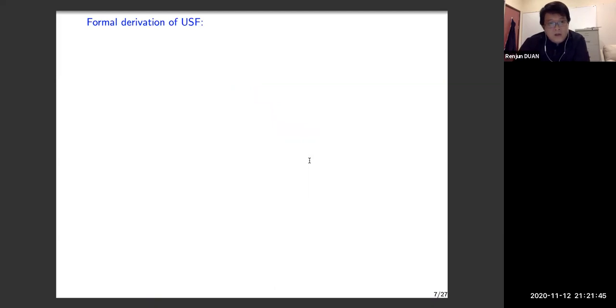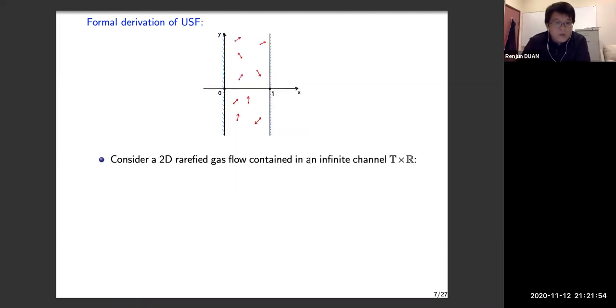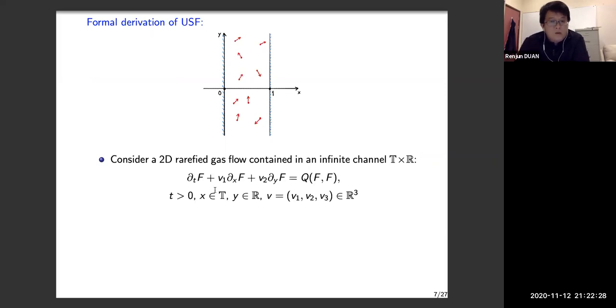Let us see the very informal derivation of the uniform shear flow. Just look at a two-dimensional case, where the motion of the rarefied gas flow is, for instance, contained in an infinite channel. The horizontal direction x is spatially periodic with size, for instance, zero to one, and the vertical direction y is in the whole space. Then the motion of the rarefied gas, in case the Knudsen number is unit one, will be governed by this two-dimensional Boltzmann equation. The left-hand side is just a transport along the x and y directions with velocities v1 and v2 respectively. And this transport will be balanced, again, by the Boltzmann operator.